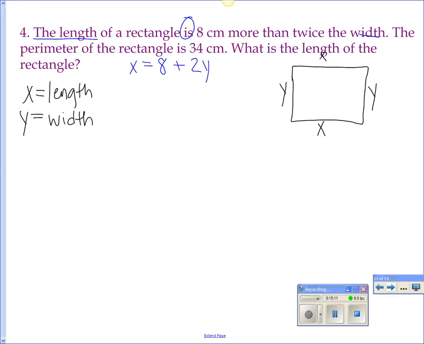Then it says the perimeter. What does perimeter mean to do? Add all the sides. So let's look at our picture. If we add these, what's x plus x? What's y plus y? So the perimeter is that. I added the sides. So x plus x is 2x, y plus y is 2y. So I'm going to put 2x plus 2y equals 34. Okay.